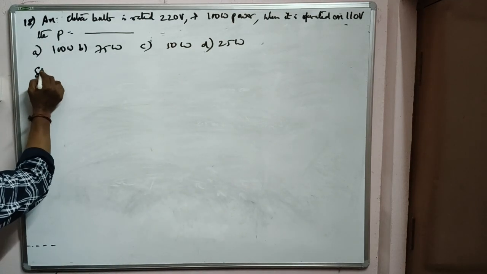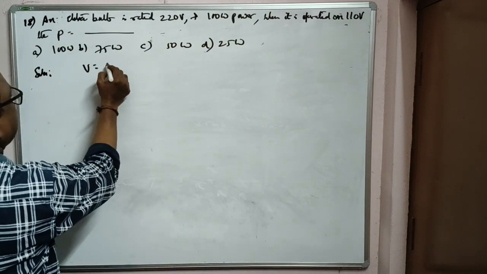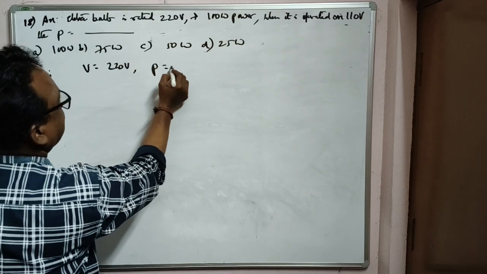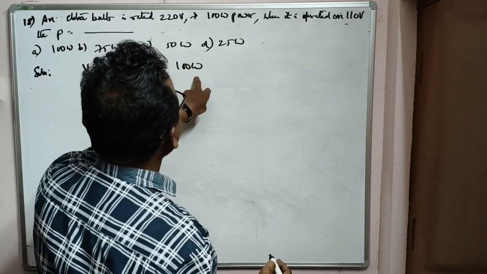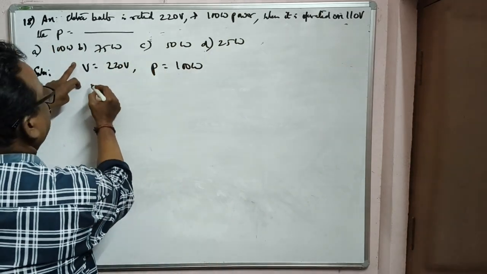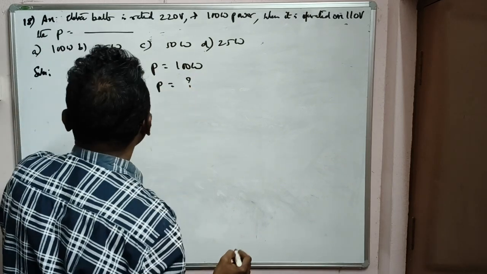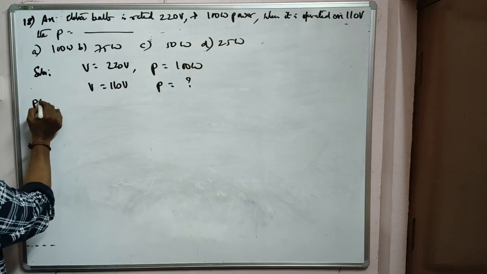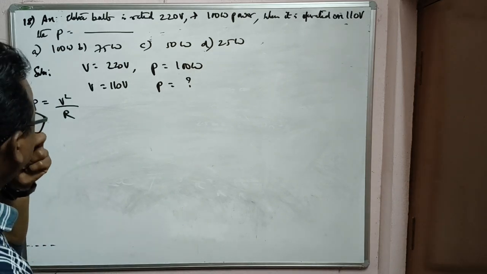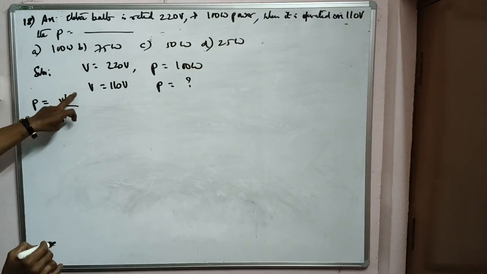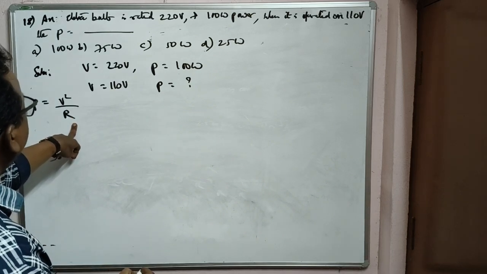Solution. So here is given what? First, voltage is given as 220 volts, and power is given as 100 watts. So when the voltage is this much, power is this much. And he is asking you, when the voltage is 110, what is the power? We have some formulas regarding voltage. P is equal to V square by R. Isn't it? Power is equal to V square by R.